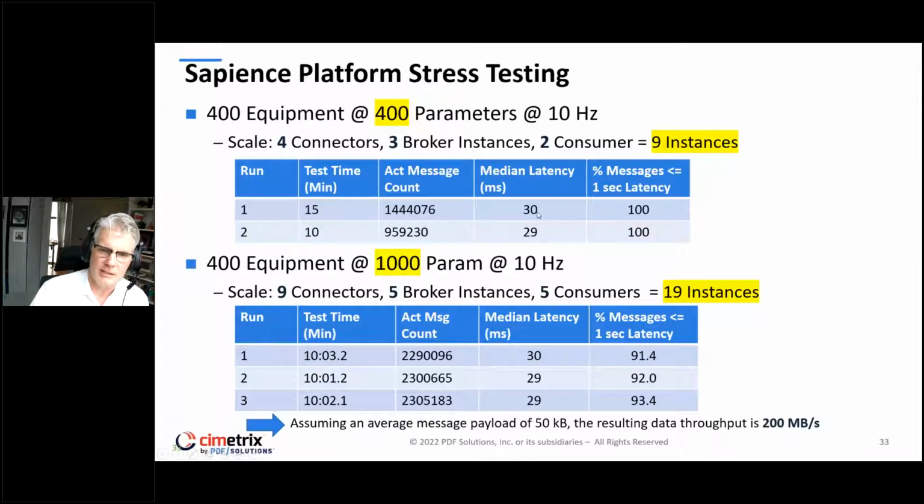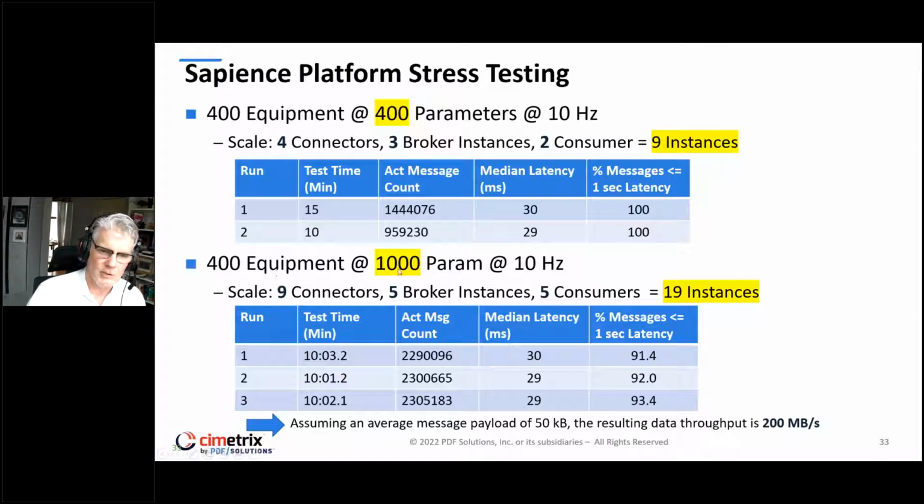Latency was 30 milliseconds, well under the 1 second requirement, and their spec was that all of the messages need to get through this pipeline with less than 1 second latency, and 100% of these messages went through, so we weren't breaking a sweat. We started to scale up.